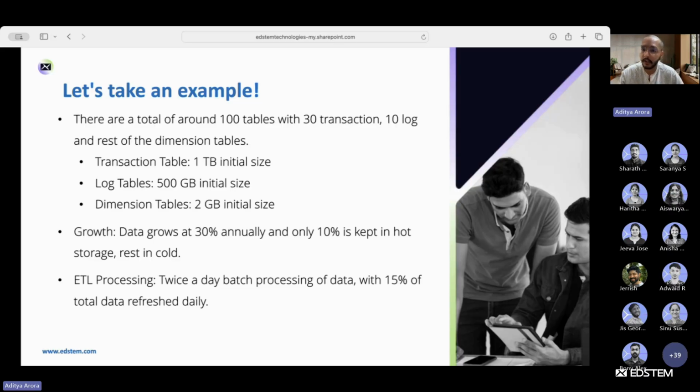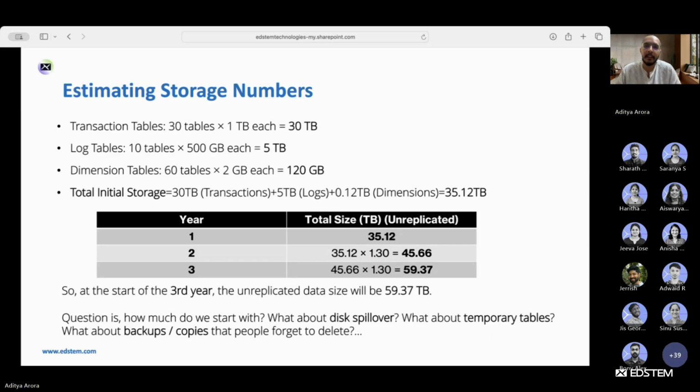If we got this scenario as a problem statement, when building a data warehouse, what would we do to calculate our storage requirements? So you've got your transaction tables, which turn out to be 30 terabytes because there are 30 tables. Log tables come out to be 5 terabytes, and then dimensional come out to be 0.12 terabytes, right? So total initial storage becomes 35.12. That's what you would calculate. Seems easy enough, but it would be absolutely foolish if you just go ahead and procure 50 terabytes. It's going to blow up.